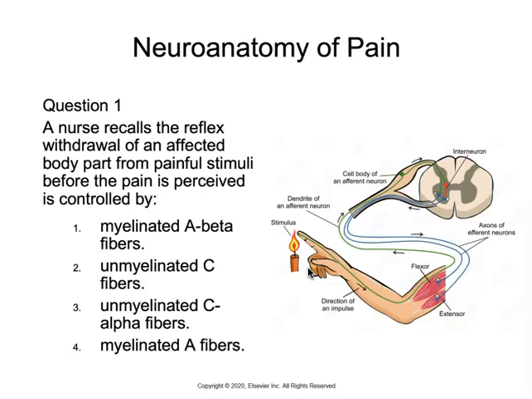affected body part. With our A beta, these are really large myelinated fibers and they're going to transmit touch and vibration sensations, so they're not really going to be involved in pain. And then with our myelinated C fibers, that is going to be stimulated by our mechanical, thermal, or chemical pain receptors, and it's going to be that slow, dull, aching pain. And then we do not have any A alpha fibers.